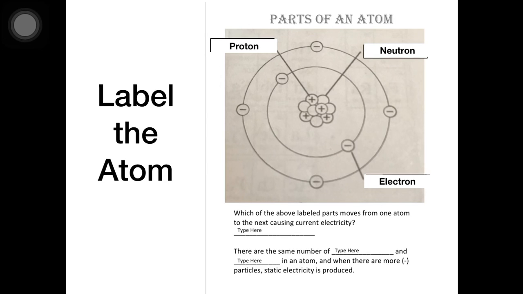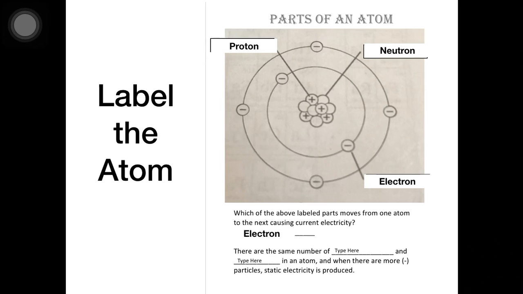Let's take a look at the questions at the bottom. Which of the above labeled parts moves from one atom to the next, causing current electricity? This is the electron. The second question there with the blanks. There are the same number of blank and blank in an atom. And when there are more negative particles, static electricity is produced.